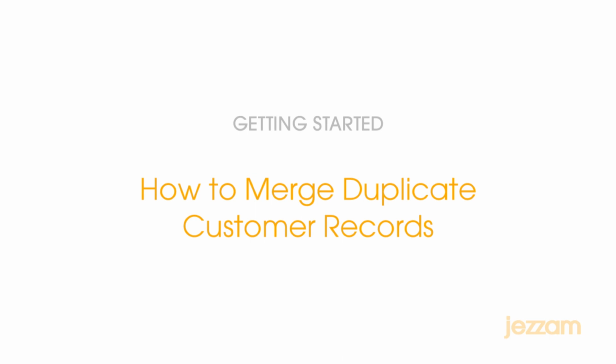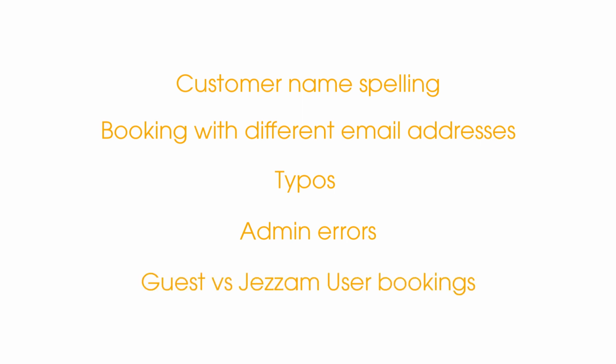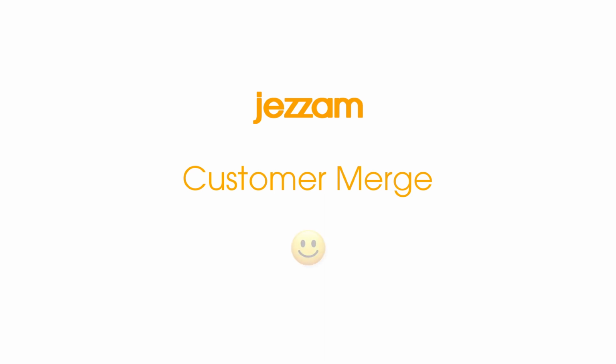Duplicate records are a very normal occurrence and are pretty much inevitable when you're managing customer data. And they can happen for all sorts of reasons. For example, when you get small differences in the spelling of a customer name, or a customer uses different email addresses for different bookings, typos, admin errors, or even customers making their first booking as a guest and then later using a Jezzam user profile. All these are very common culprits of the dreaded duplicate customer record. But the good news is Jezzam's Merge feature simplifies the process and makes resolving these types of issues really easy.